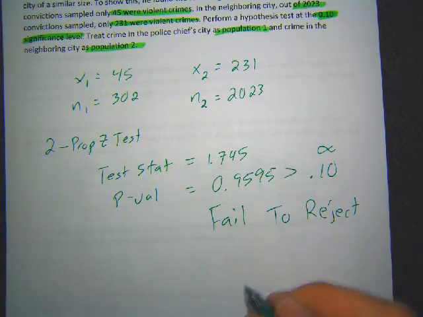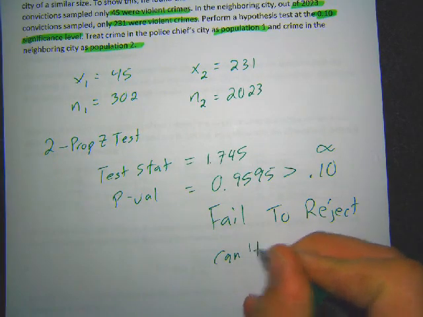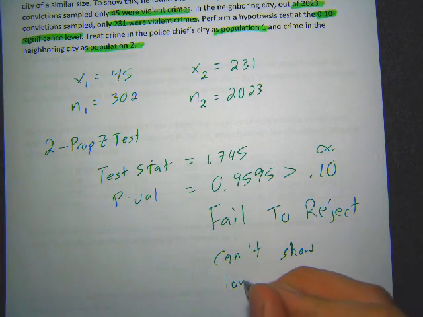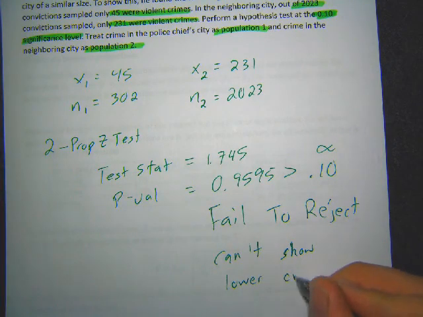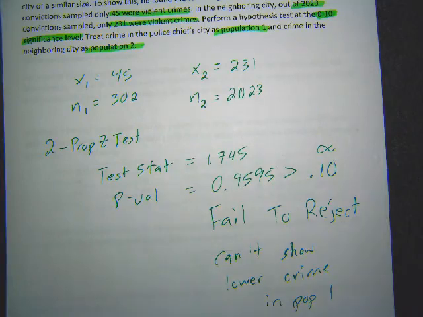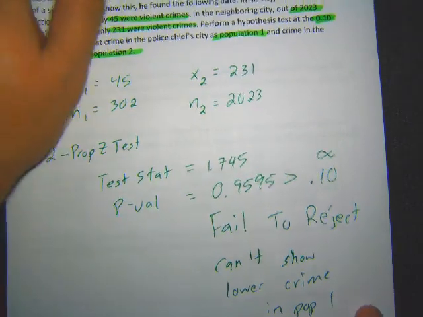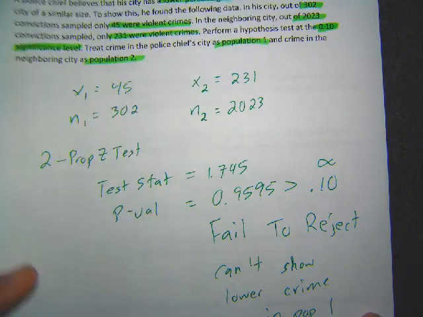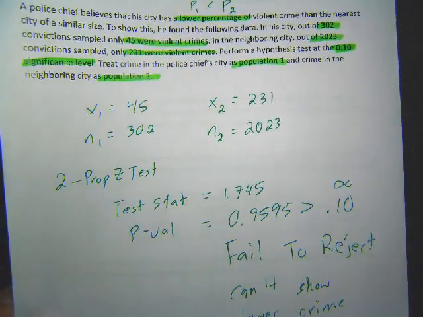So we failed to reject, can't show a lower crime rate in population 1. We did not show that at all. We actually have a higher percentage here than we do over there. So his data is not backing up his claim at all. So he needs to go back to the drawing board or start thinking about things to do to improve this situation because he doesn't have evidence that supports him at all.